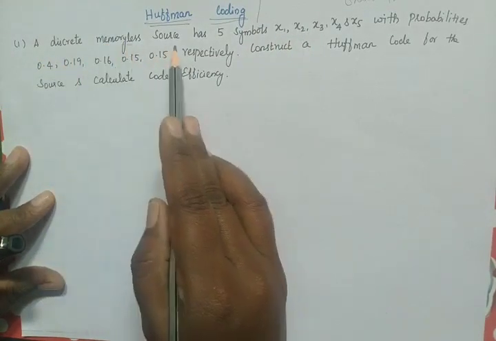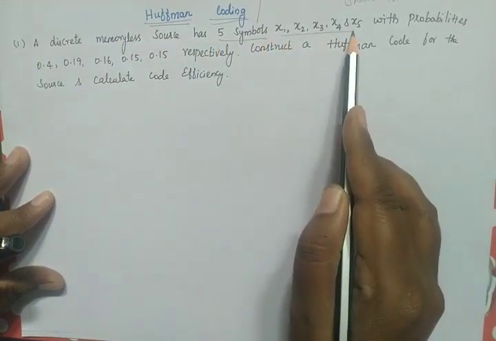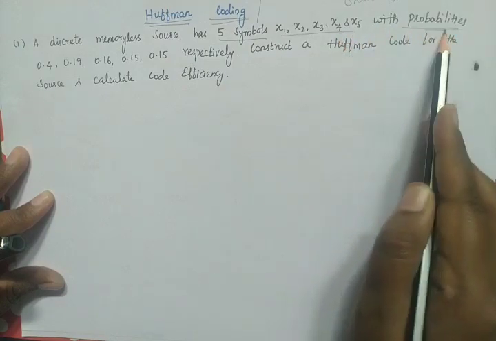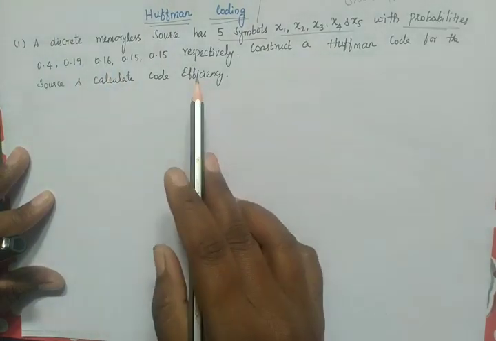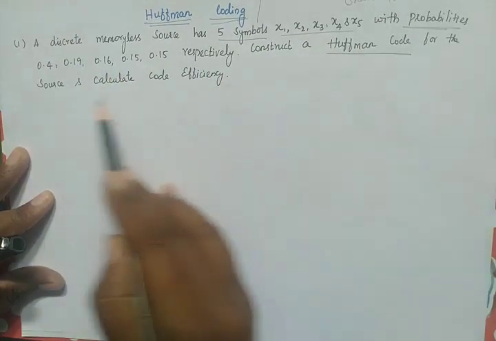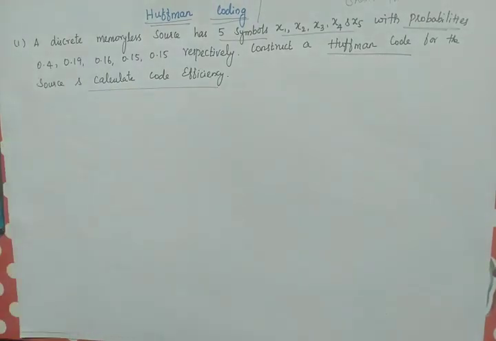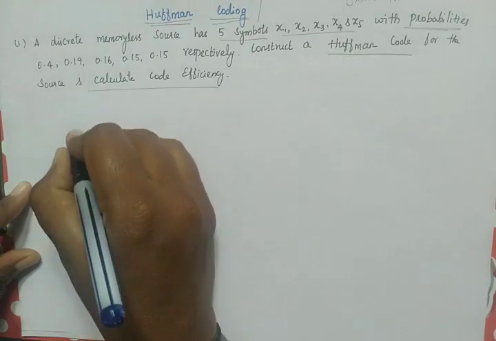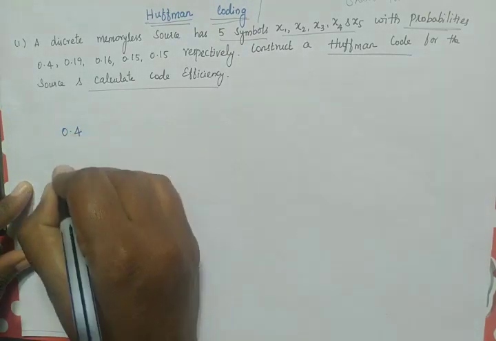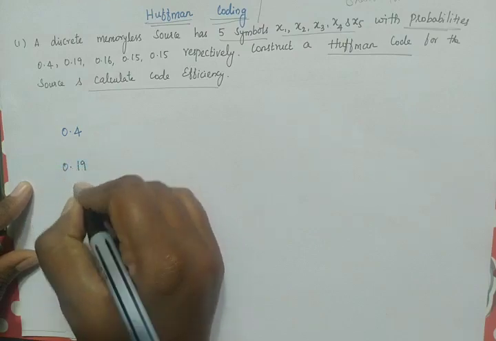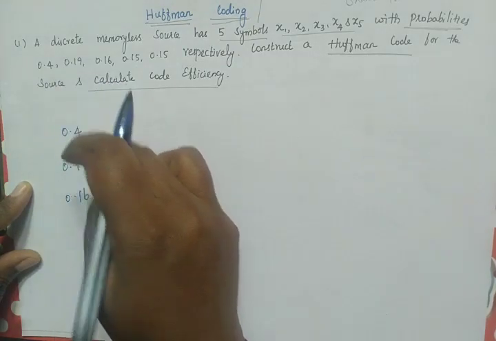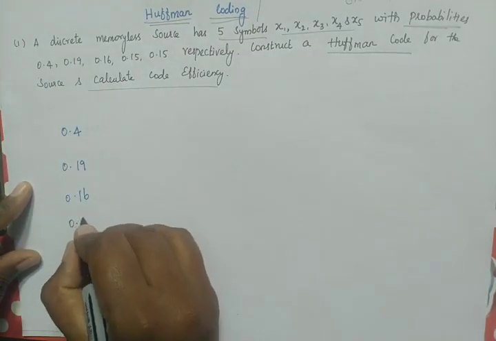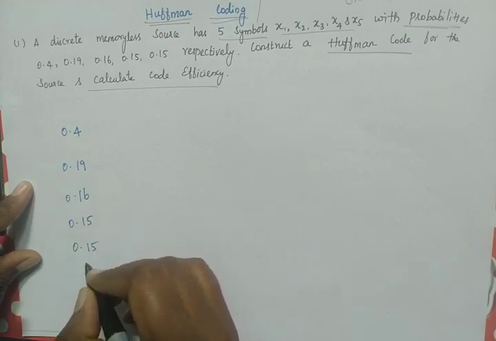A discrete memoryless source has 5 symbols x1, x2, x3, x4 and x5 with probabilities 0.4, 0.19, 0.16, 0.15, 0.15 respectively. Construct a Huffman code for the source and calculate the code efficiency. Here also the first step is to write the probabilities in descending order, that is 0.4, 0.19, 0.16, 0.15, 0.15. See, this is greater than this and this is greater than this number. So likewise we have to write these probabilities.